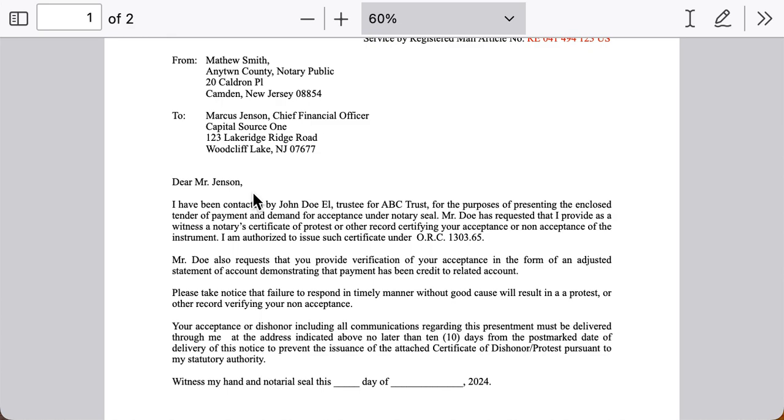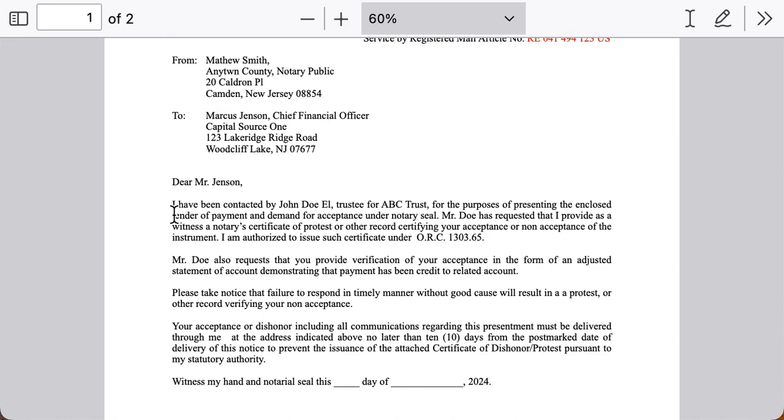Let's listen to the cover letter. Listen how the notary is not getting directly involved and is staying outside as a witness. Dear Mr. Jensen, that's the CFO of the place receiving the instrument, or the other financial officer. I have been contacted by John Doe L., trustee for ABC Trust, for the purposes of presenting the enclosed tender of payment and demand for acceptance under notary seal.